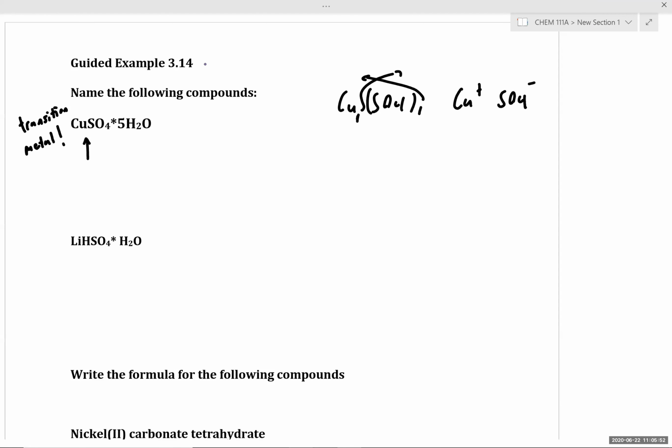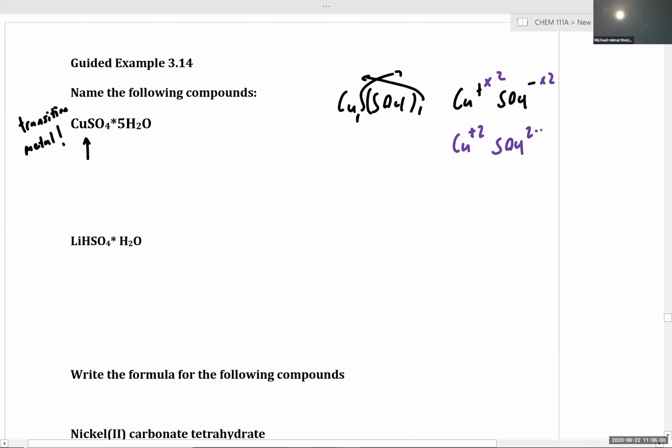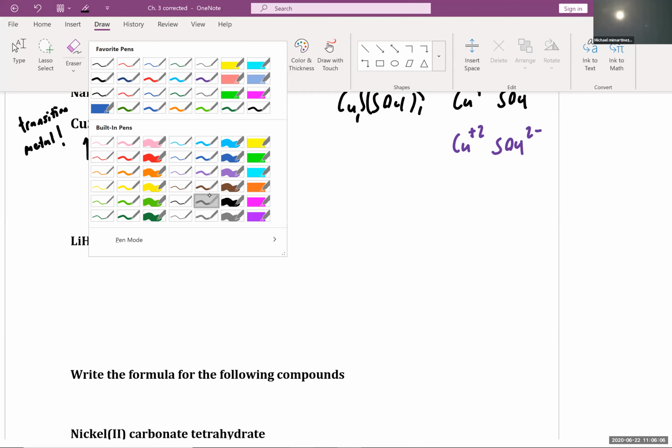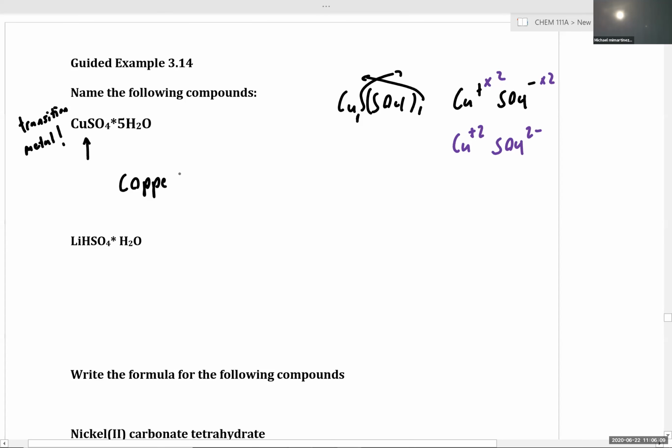No. So then we're going to have to multiply both of our charges by 2. That gives us copper plus 2 and SO4 2 minus. Now we can name this compound. We write the name of our metal, which is copper. Since it's a transition metal cation, we specify the charge with a Roman numeral. Then, since we have a polyatomic ion, we write the name of our polyatomic ion with no changes. So this is copper 2 sulfate.